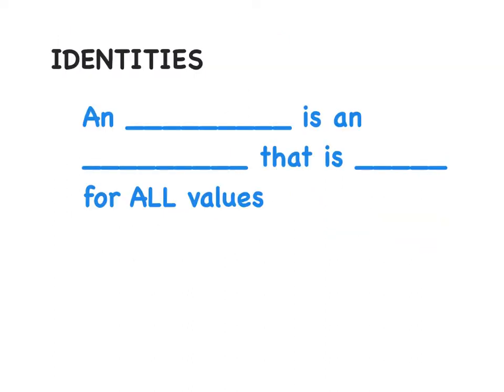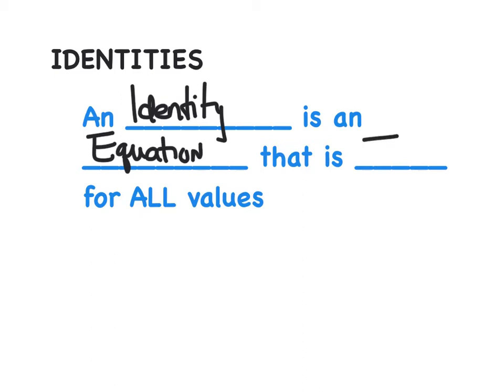So now we'll get into the identities, and we talked about them a little earlier in the year, but we'll officially cover it today. An identity is an equation that is true for all values. Okay, an identity is an equation that is true for all values. So equation, of course, just means that we have to have an equal sign, and we need this to be a true statement for all values.